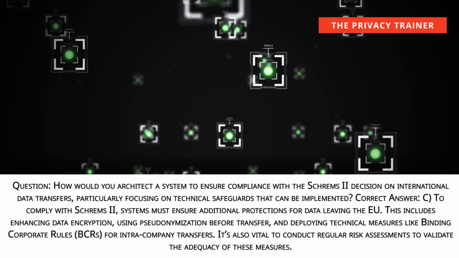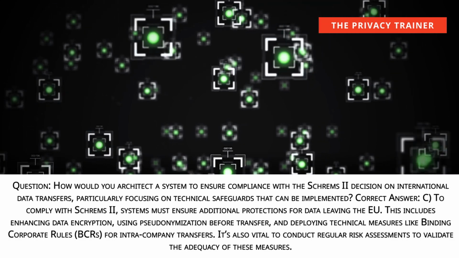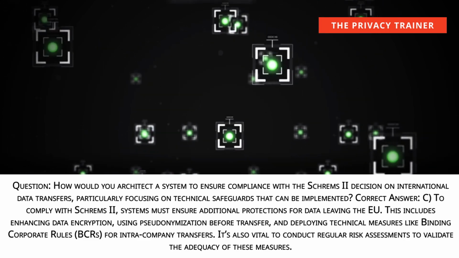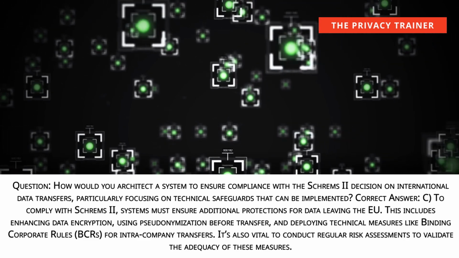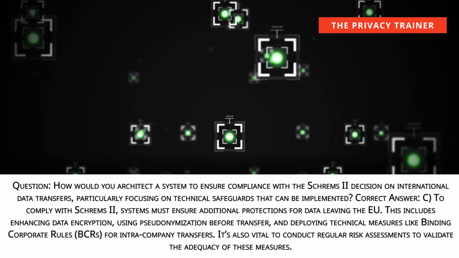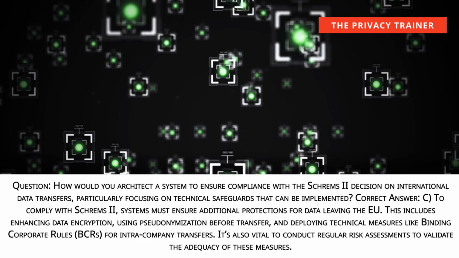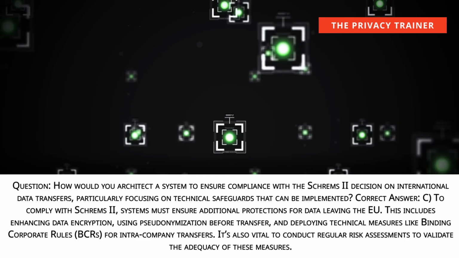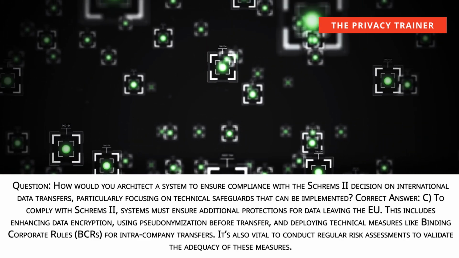Question. How would you architect a system to ensure compliance with the Schrems II decision on international data transfers, particularly focusing on technical safeguards that can be implemented? Correct answer. C. To comply with Schrems II, systems must ensure additional protections for data leaving the EU. This includes enhancing data encryption, using pseudonymization before transfer, and deploying technical measures like binding corporate rules, BCRs, for intra-company transfers. It's also vital to conduct regular risk assessments to validate the adequacy of these measures.